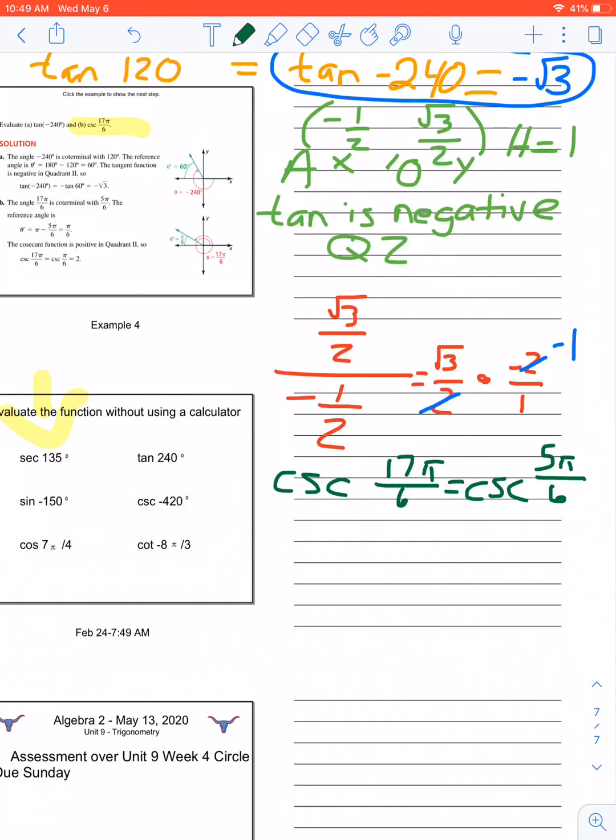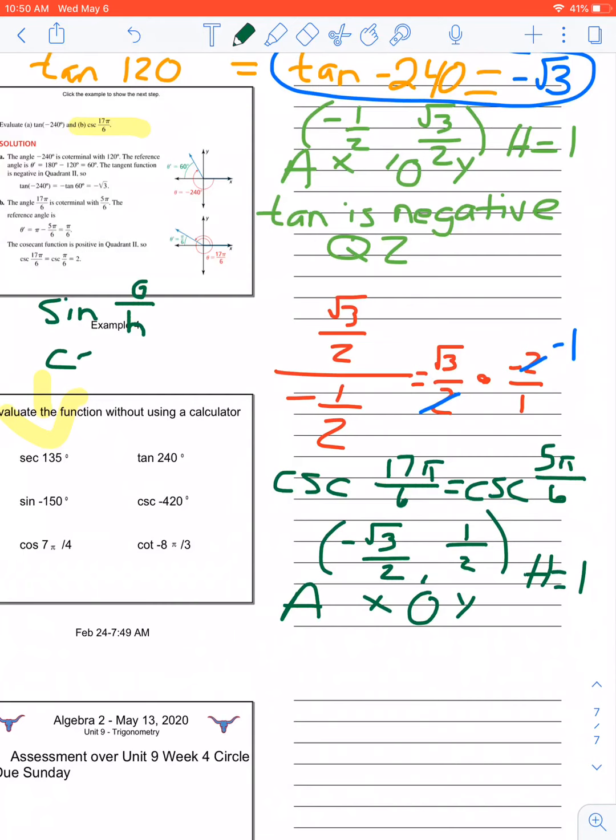So what I'm going to do is look at 5 pi over 6 on my unit circle. I'm going to find it, and 5 pi over 6 is -√3 over 2, comma, 1/2. Okay? Here's my x, here's my y, so here's my adjacent, here's my opposite, and my hypotenuse is always 1. So cosecant is the same thing as sine. Sine is opposite over hypotenuse, so cosecant is hypotenuse over opposite.